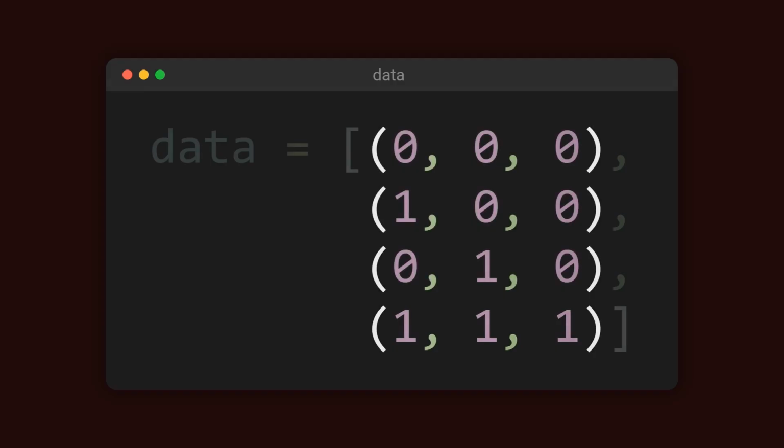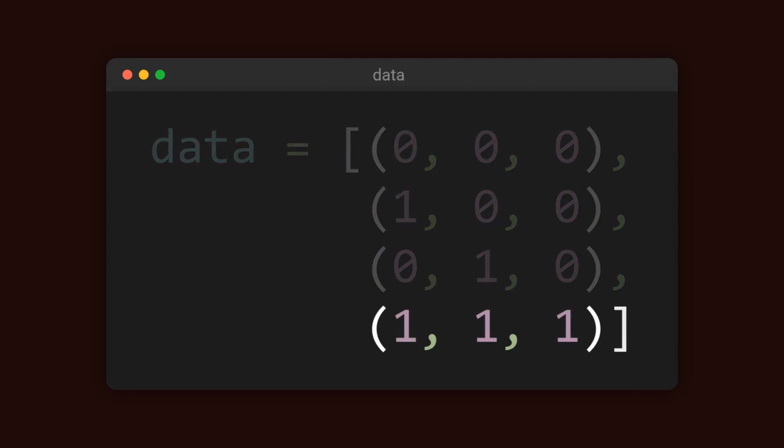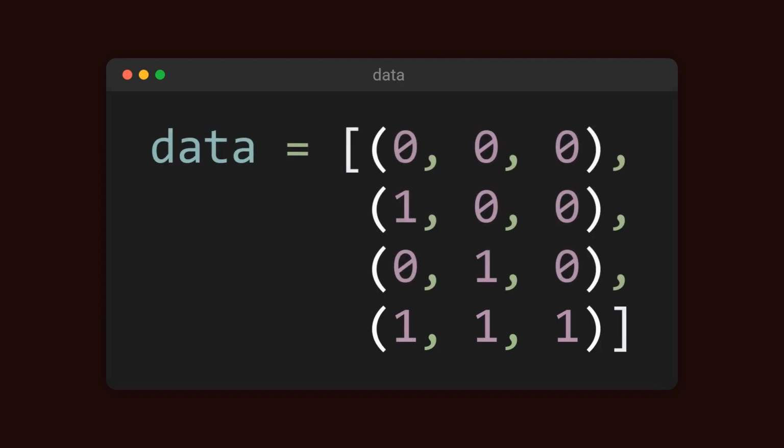Now looking at this, can you tell what it is? It is the AND gate. The first two columns are the inputs and the final column is the output. And as you can see, it's only when both inputs are 1 that the output is 1. Create a new code block by clicking the plus code button.